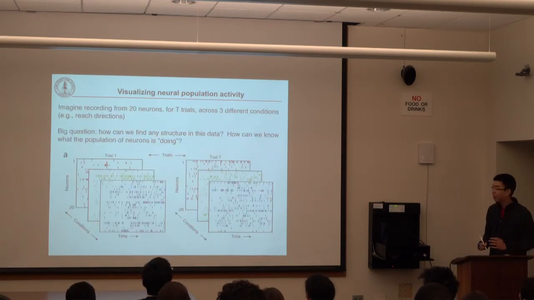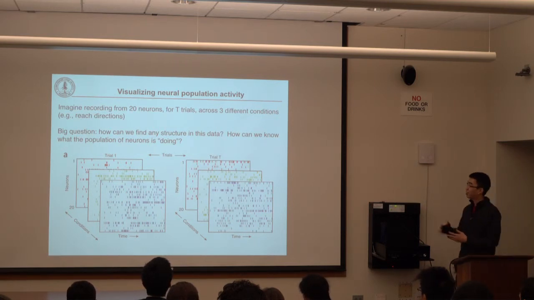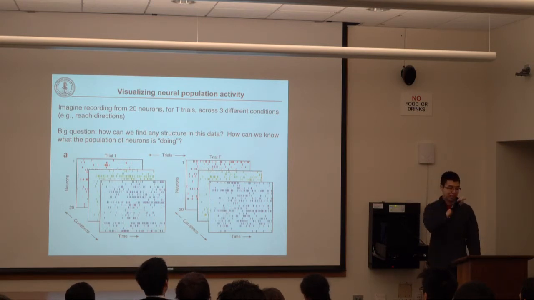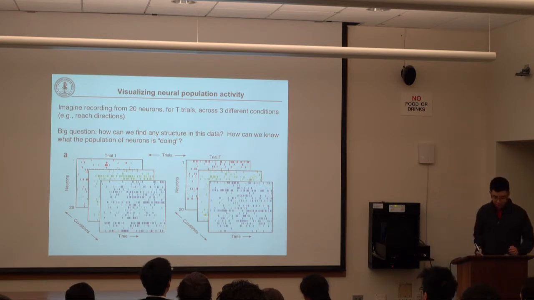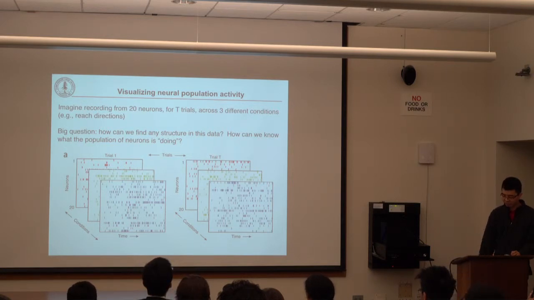Imagine the scenario where we're recording from 20 neurons for T trials across 3 different conditions. The conditions can be different reaches: a reach to the right, a reach up, and a reach to the left. We could plot spike rasters, shown here in these boxes. We have 20 neurons, 3 different conditions coded in red, green, and blue, and many trials from 1 to T.